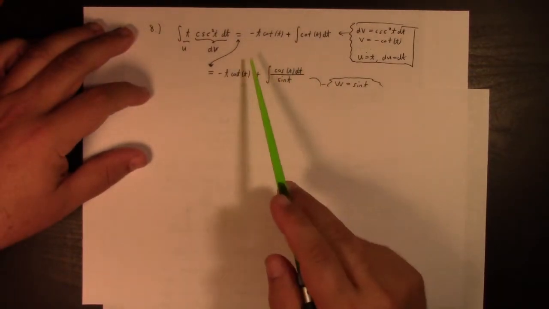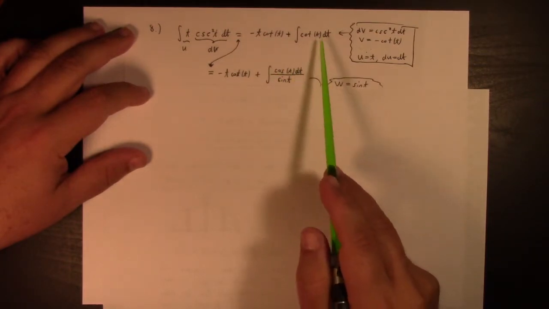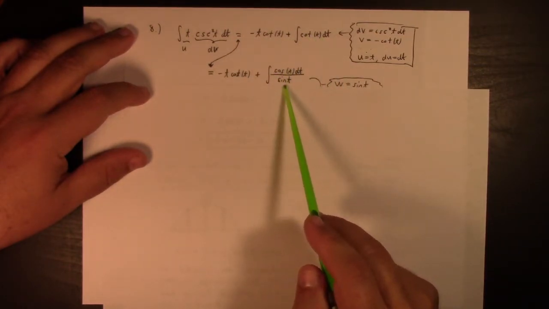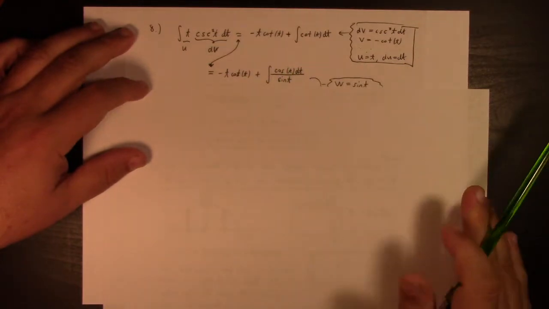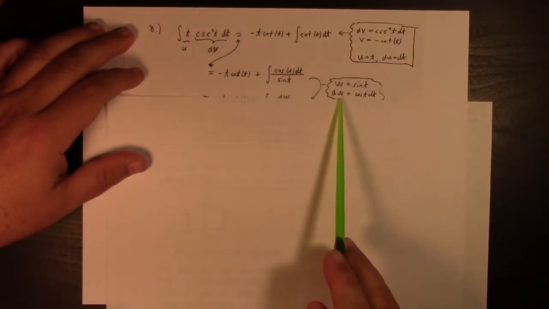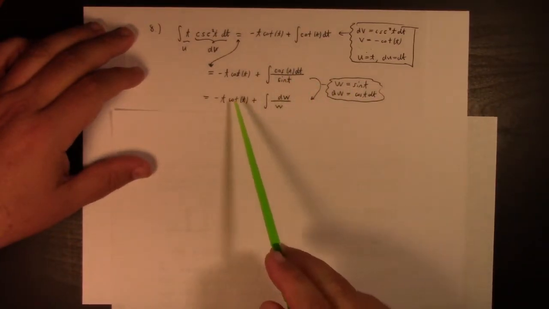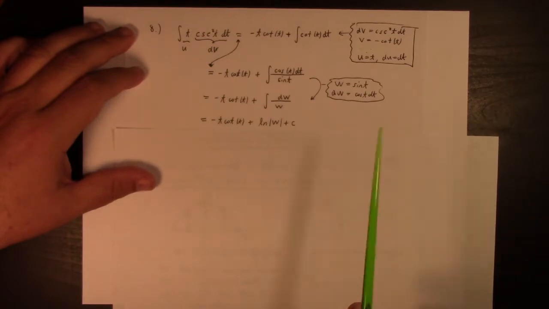So then this gives us minus t cotangent t plus the integral of cosine t dt. Now this is just what cotangent is. It's cosine over sine, right? And with that made explicit, it's clear how to integrate. We just let w equal sine t, then dw is cosine t dt, which gives us dw over w, which integrates to the log of the absolute value of w.